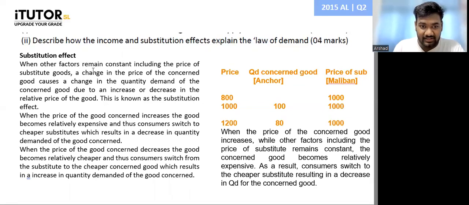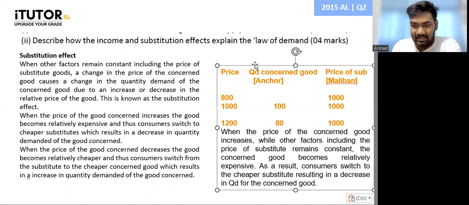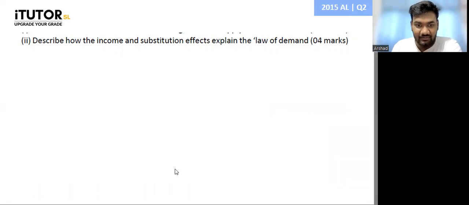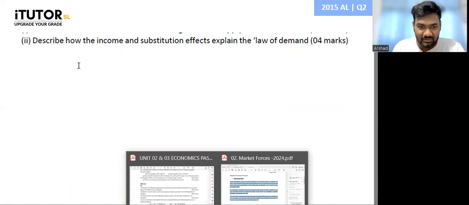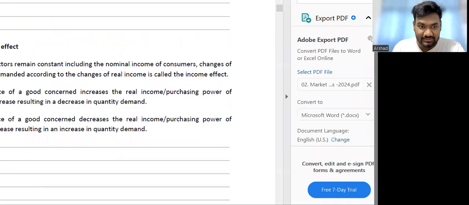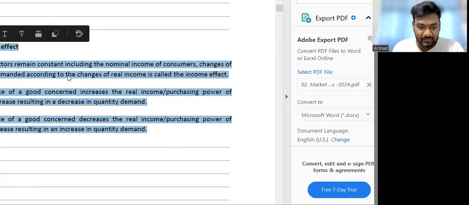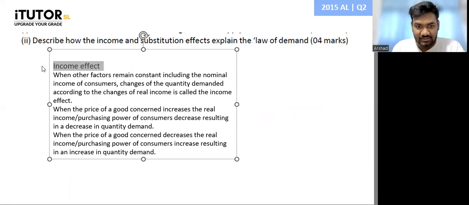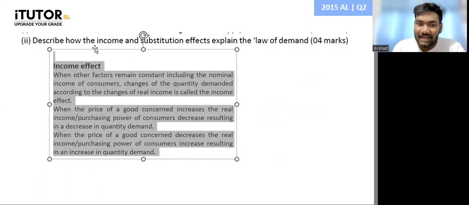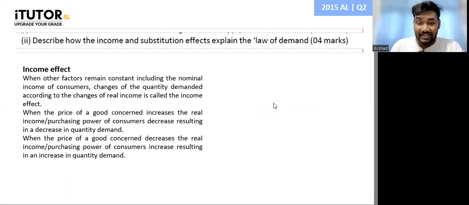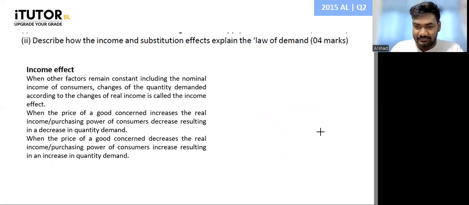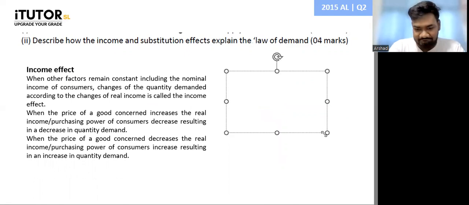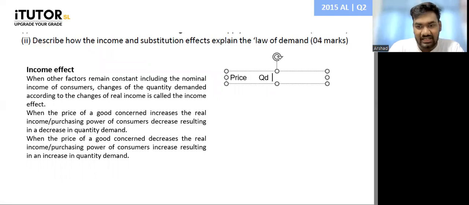So let me copy and paste this. Let me cut all of this, right? We'll move to the income effect. Let me copy the note from my view. This is the income effect. So what happens in the income effect now? Let me again put some numbers here. Okay. Let's say the price of a good, QD, and your income.